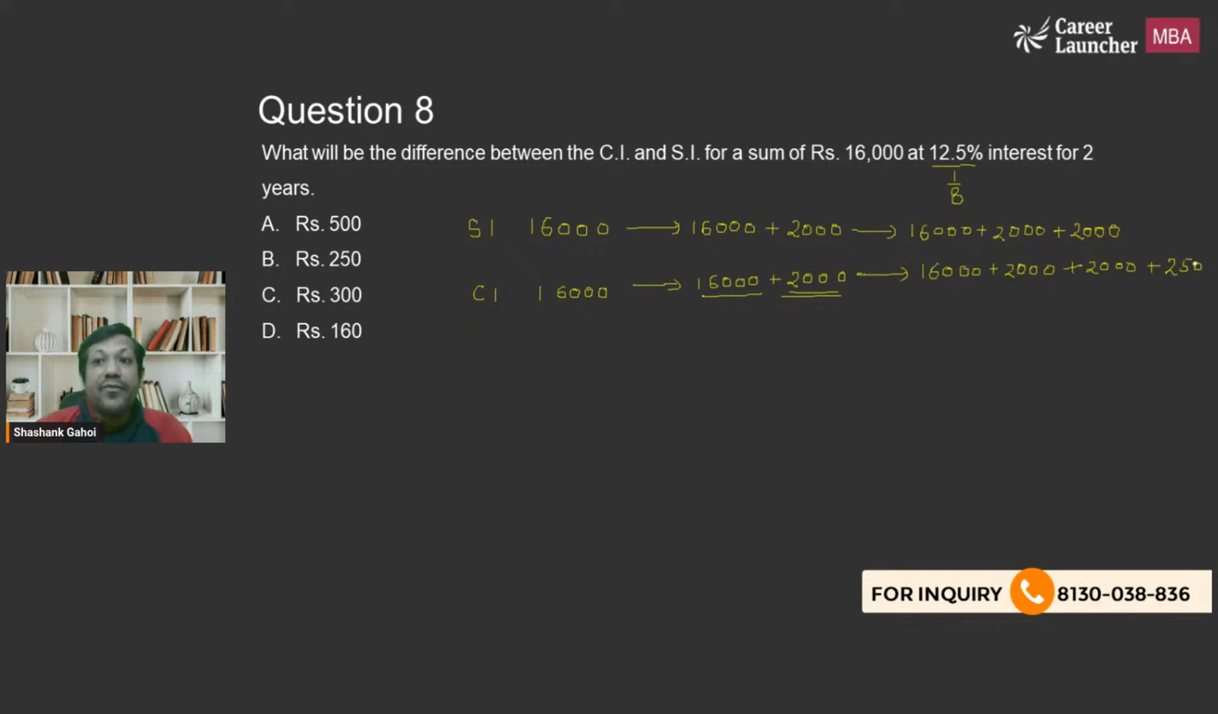So what is the difference of interest? What is the interest in simple interest? That is this. What is the interest in compound interest? That is this. So what is the difference in interest? That is going to be 250, and that's the answer. That is a direct answer. We don't need to use any formula or anything.